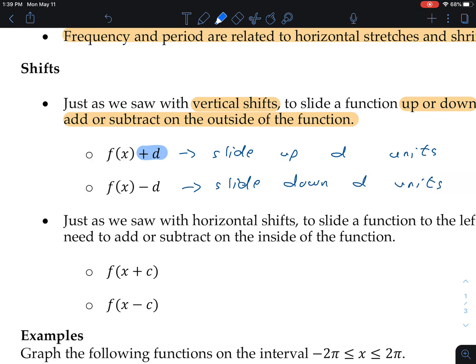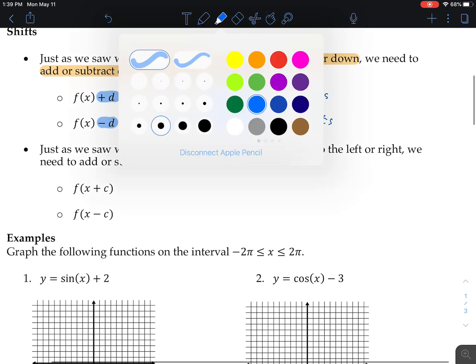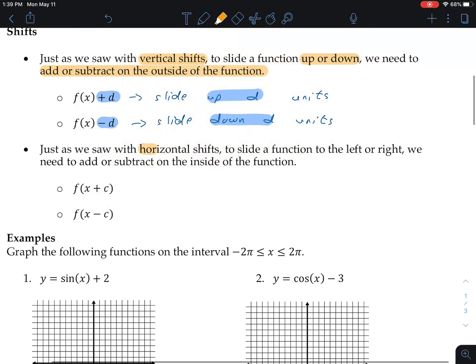And vertical was always very intuitive, same with amplitude, where the vertical stretch or shrink kind of made sense. If it was a 2, there's a new amplitude of 2. The frequency and period, which are the horizontal ones, tend to be a little bit weird, where you kind of have to look at it a little bit better.